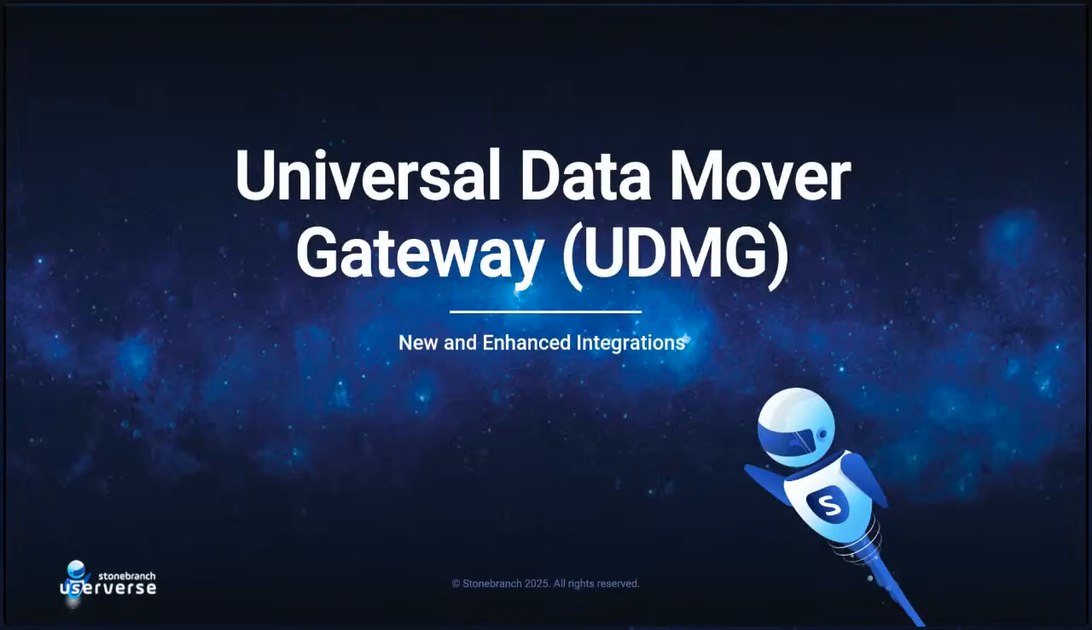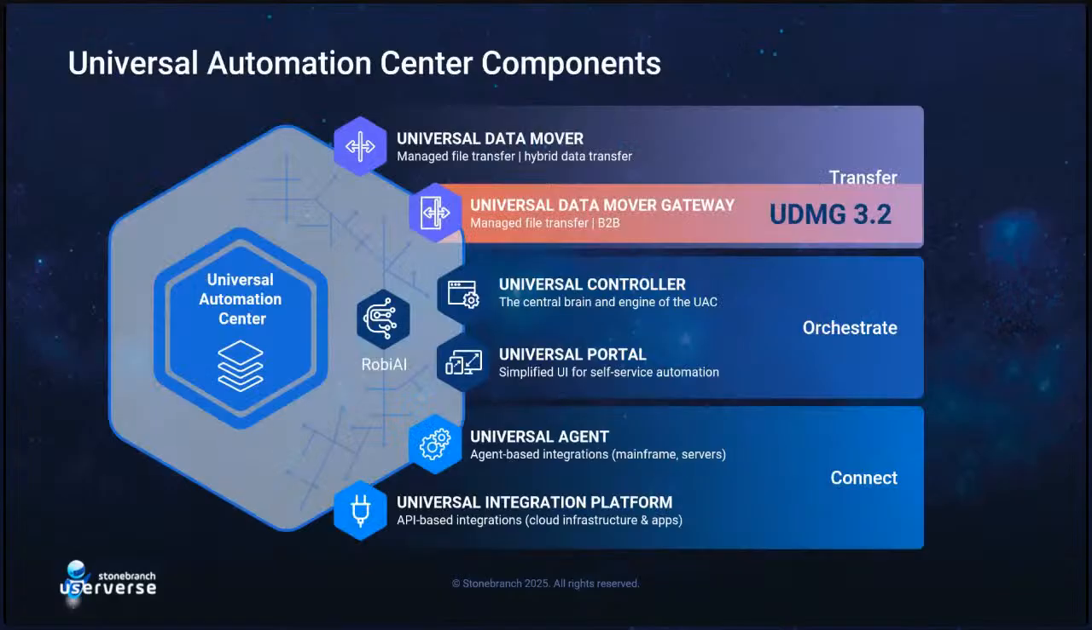So next we're going to talk about what's new in the Universal Data Mover Gateway, or UDMG for short. You can advance to the next slide. So you heard we have a Universal Data Mover, or UDM, and Universal Data Mover Gateway, or UDMG, together, which make up the file transfer portion of Stonebranch's Universal Automation portfolio. Now, some of you might be wondering, why are there two? What are the differences between them? That's a great question. We go to the next slide.